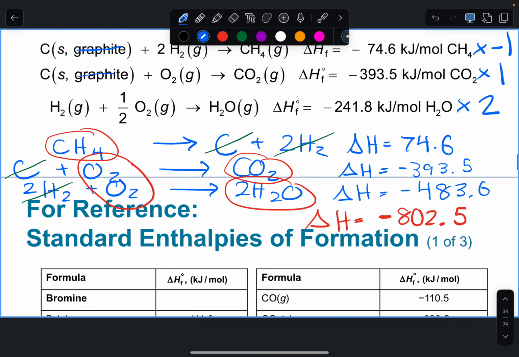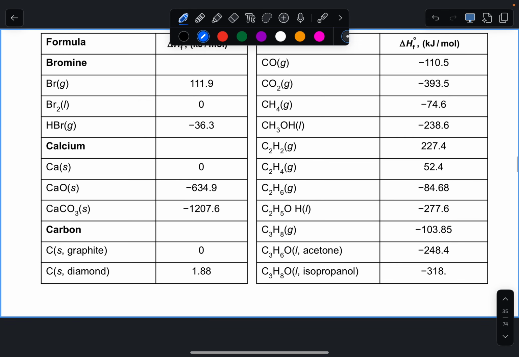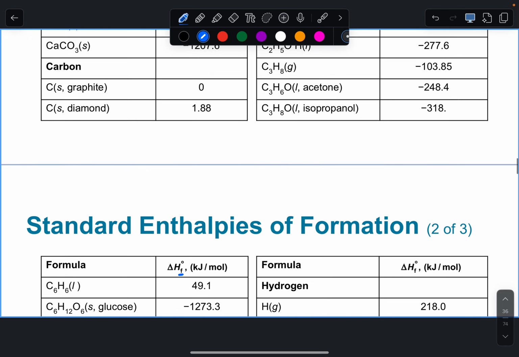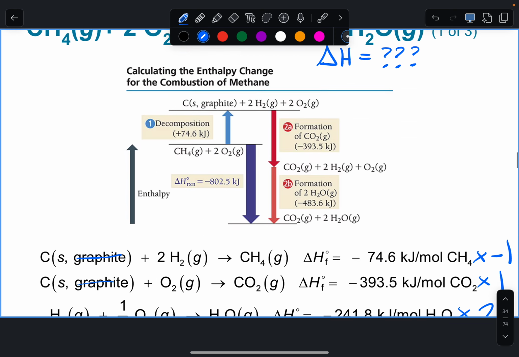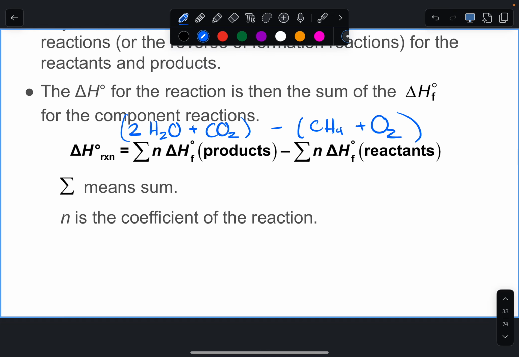Is it listed there? Let's go down here. Look at all these zeros that appear in the table. Calcium, carbon, Br2, sure, oxygen's in there somewhere. Oxygen. That's because they're already in their elemental form. Forming 1 mole of O2 from its elements in their elemental form, there's no change. So if it's already in its elemental form, you can look it up in the table, but it's going to be 0. Okay? So we take the H2O, times its coefficient, the CO2 times 1, and subtract.